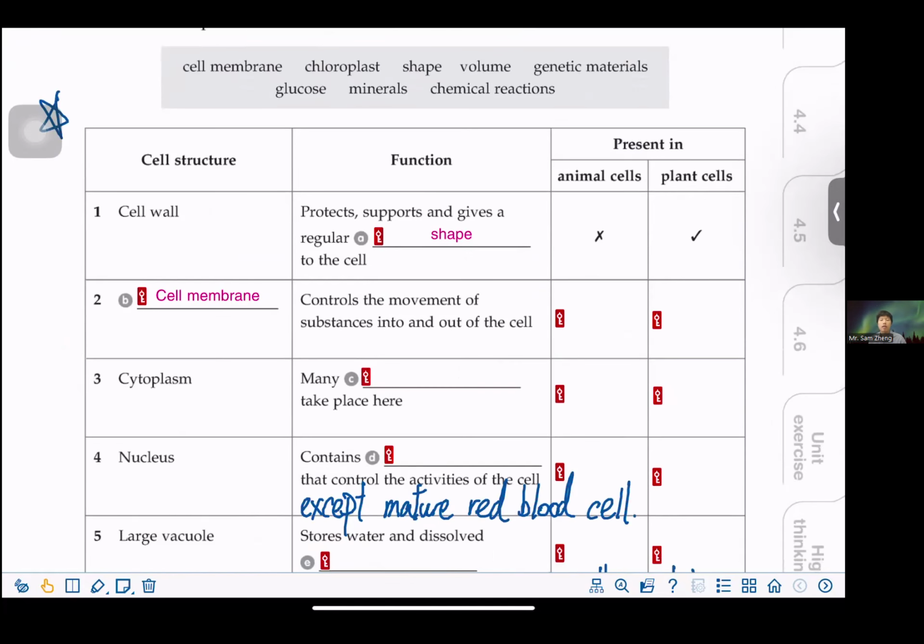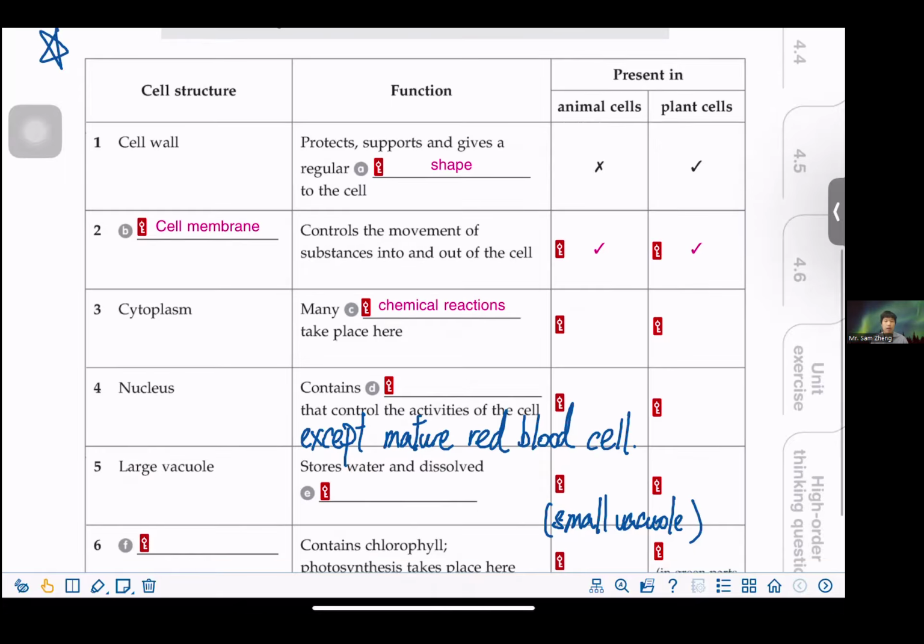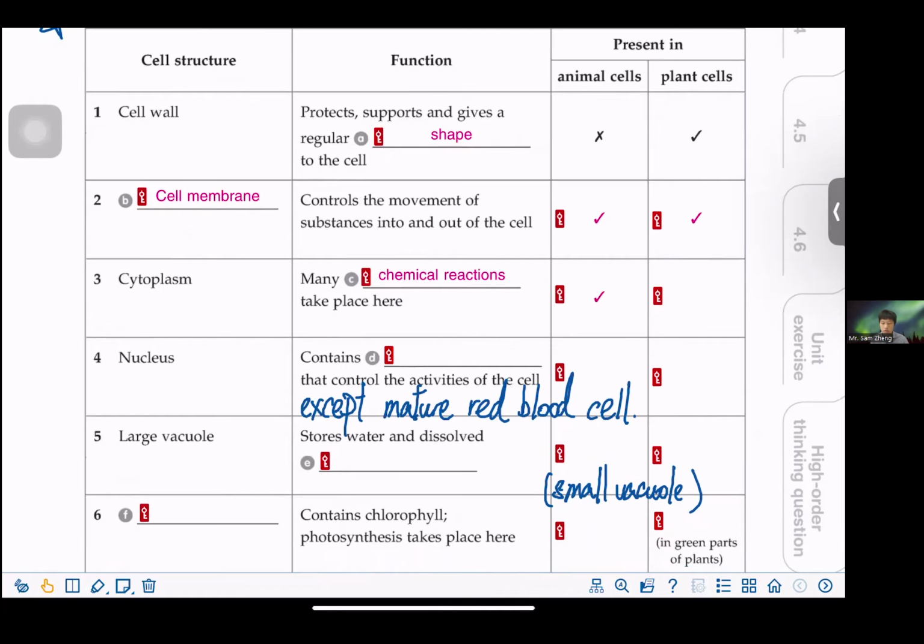The cell membrane is a structure that both animal cells and plant cells have. The major function of the cell membrane is to control the movement of substances into and out of the cell. Next, we have the cytoplasm. The cytoplasm is a fluid, and many chemical reactions take place here. Both animal cells and plant cells contain this structure.